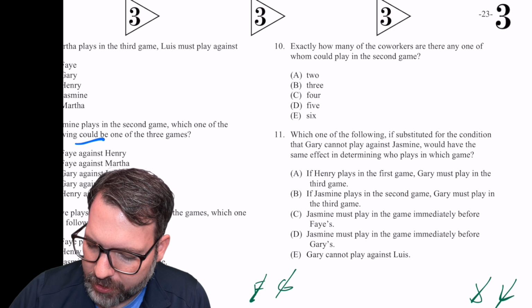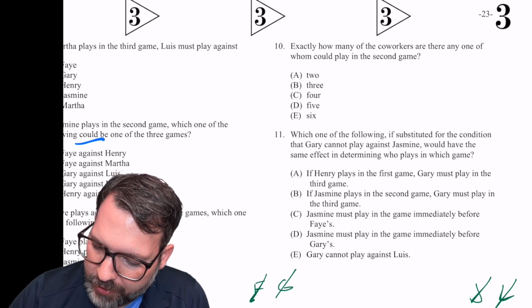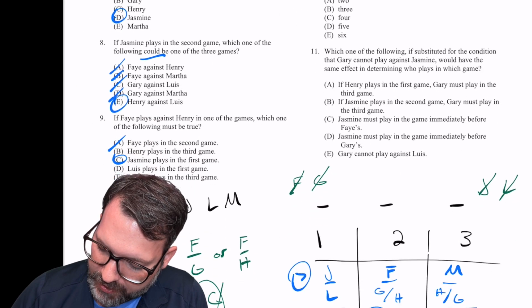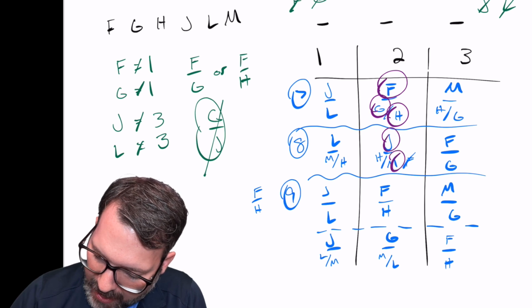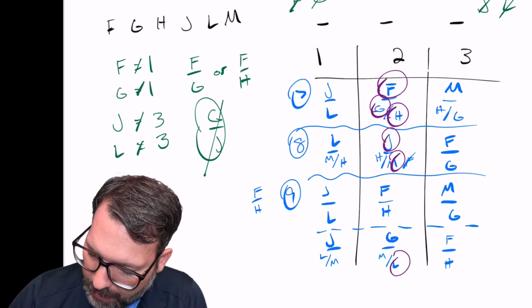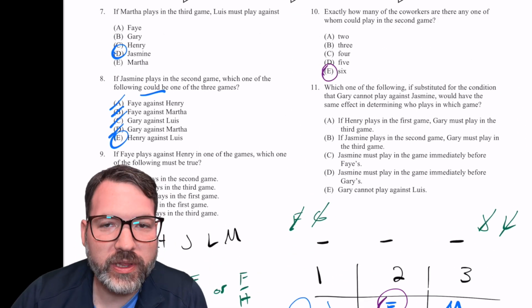Let's go ahead and finish up with the general questions, 10 and 11. Number 10: exactly how many of the coworkers are there, any one of whom could play in the second game? Well, who have we seen? We've seen 1, 2, 3, 4, 5, 6. I think we've seen all 6 who could play in that second game. So I'm going to go with answer choice E.